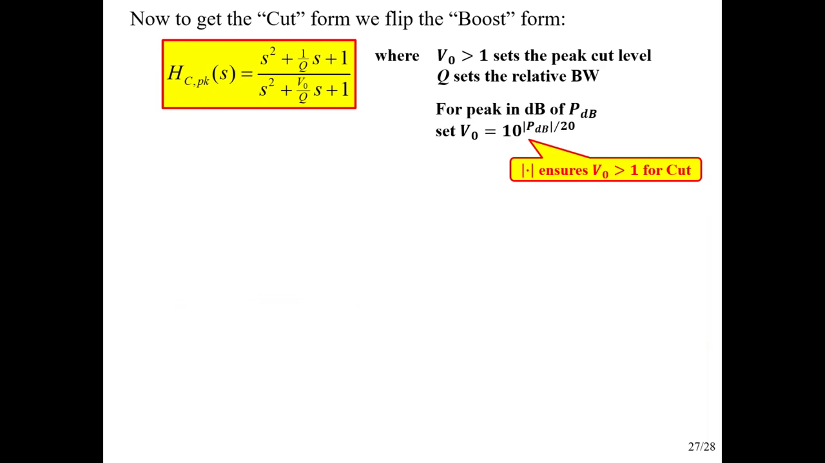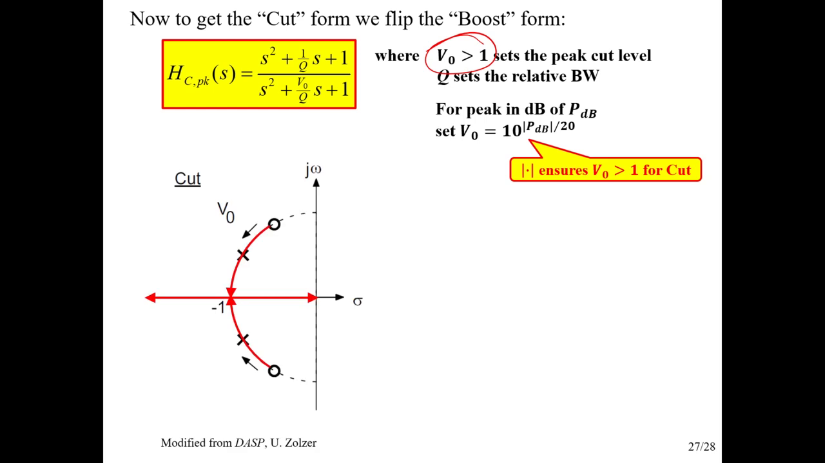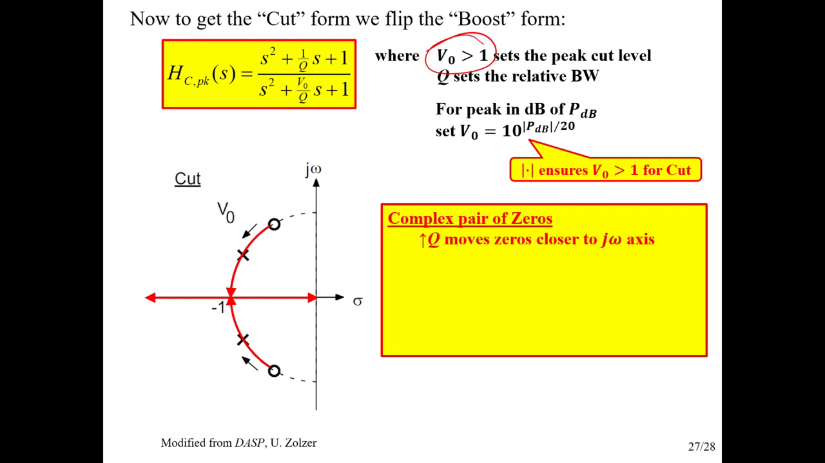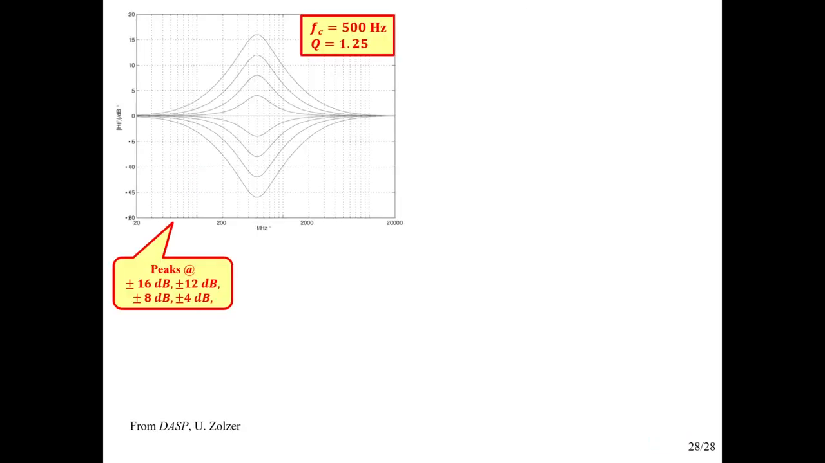Okay, now we just flip it to get the cut form. Everything else stays the same. V0 is still greater than 1, but it's going to give us a negative dB value for the peak. And the roles of the zeros and poles are interchanged now. I'm just going to go through this quickly. You can read all this, but it's the same as before. Here are some pictures showing some scenarios.